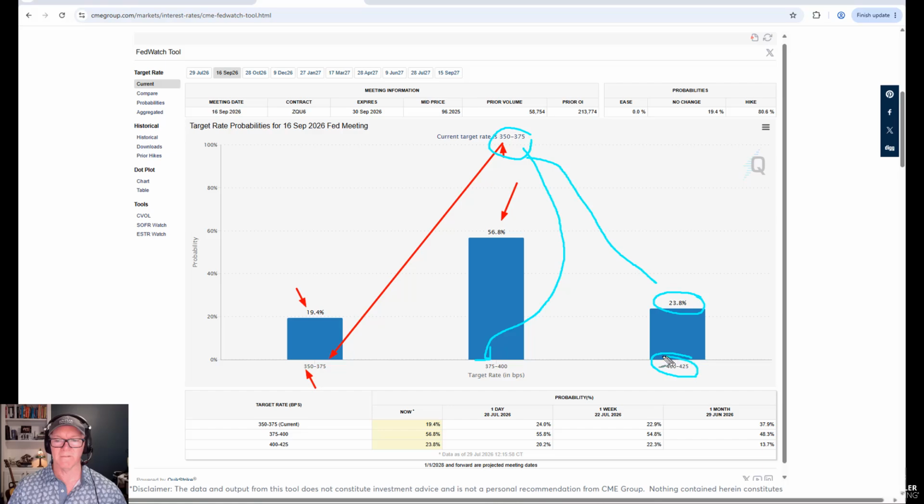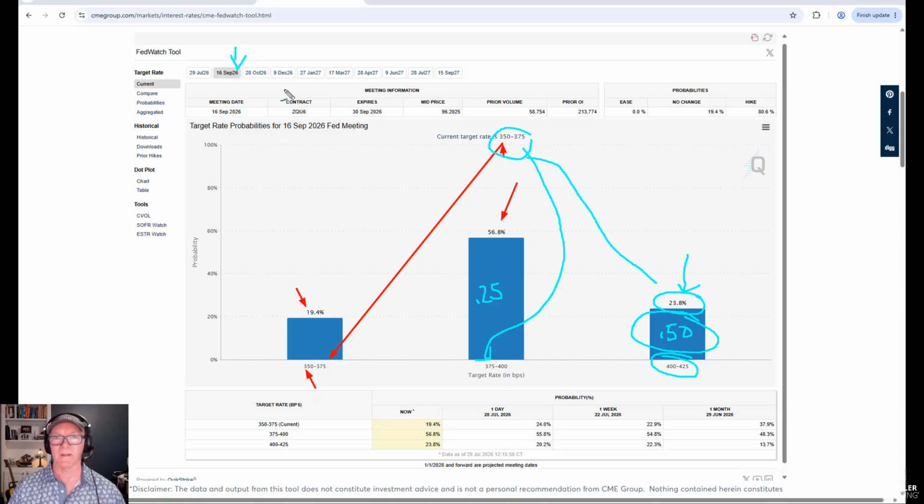23% chance of a 50 basis point hike here. Now this is 25 basis points, right? 350, 375, 350, 400. That's a 0.5%. There's a 23, 24% chance that that would happen by September.